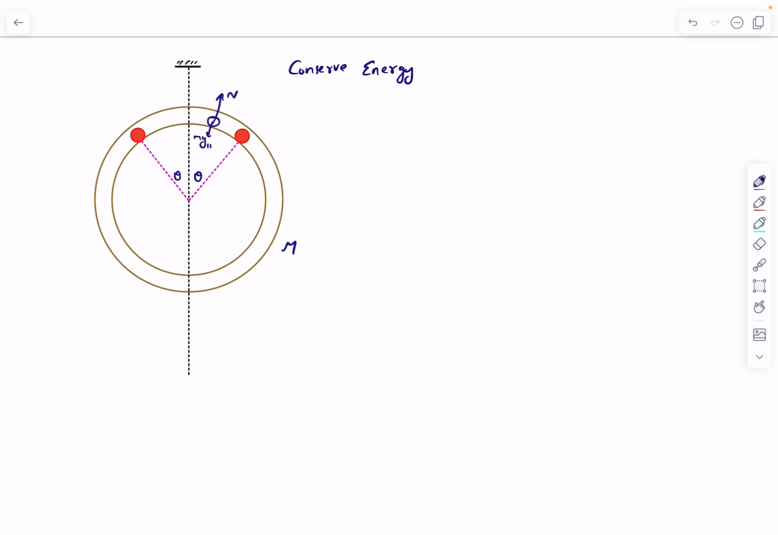Firstly we can just conserve energy and find out the velocity at this particular instant. So v squared is just going to be u squared plus 2gh. The height by which it dropped is going to be R minus R cosine theta, right? So this is going to be R(1 minus cos theta). So we have the velocity at this particular instant.